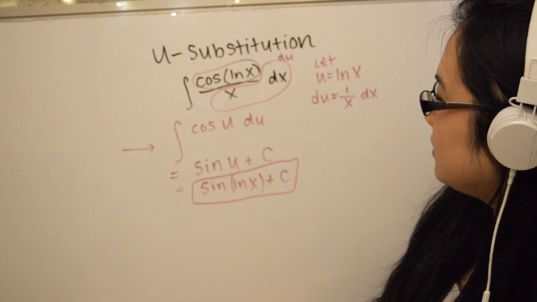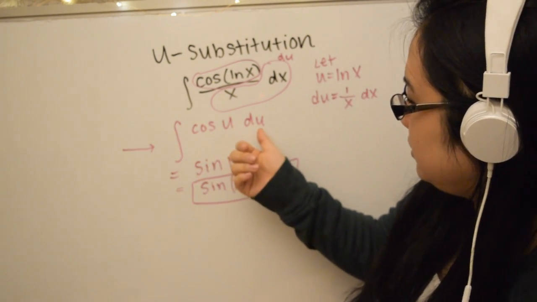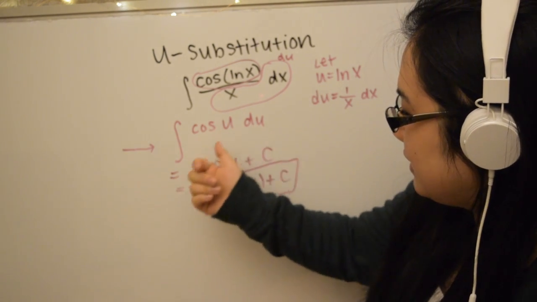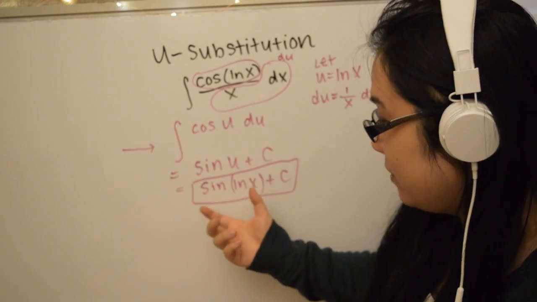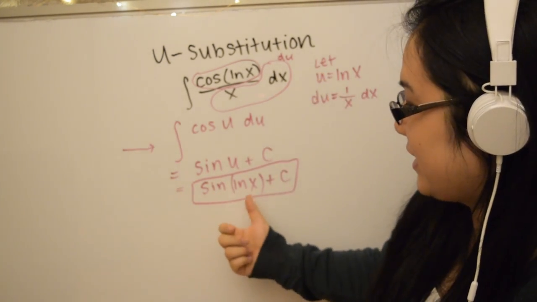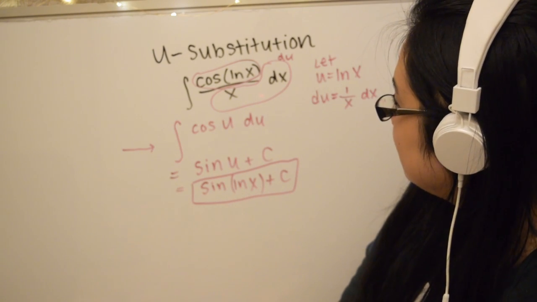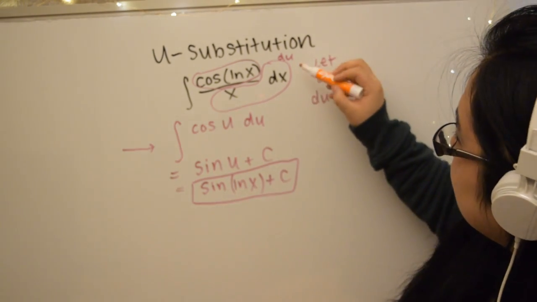Okay, so you have the u, and then you can find the integral based on u, and then you can plug back in what you let u equal in terms of x, and then you can plug the x back here, okay? Okay, so I hope that this is helpful.